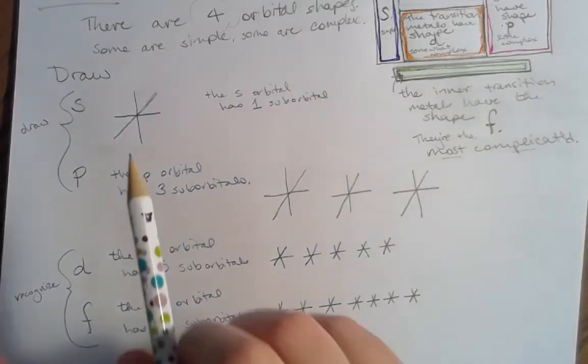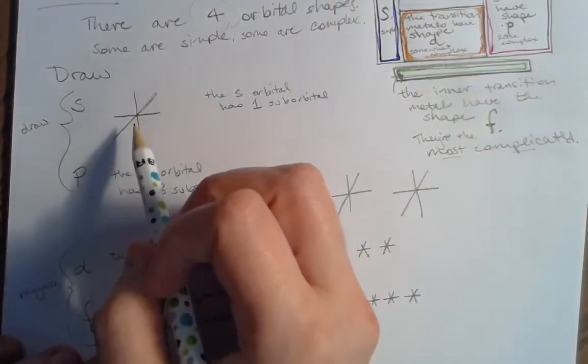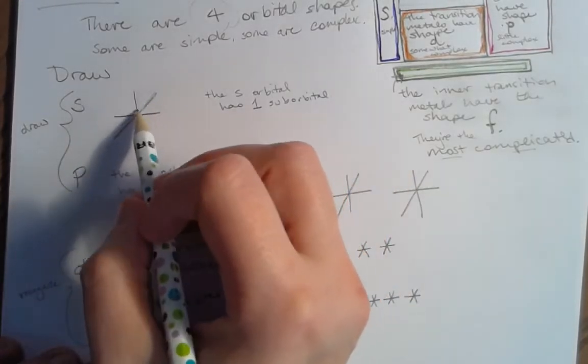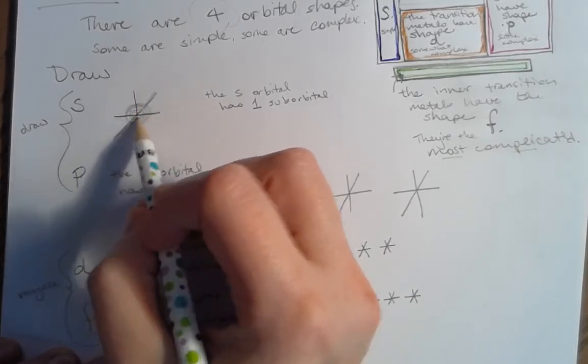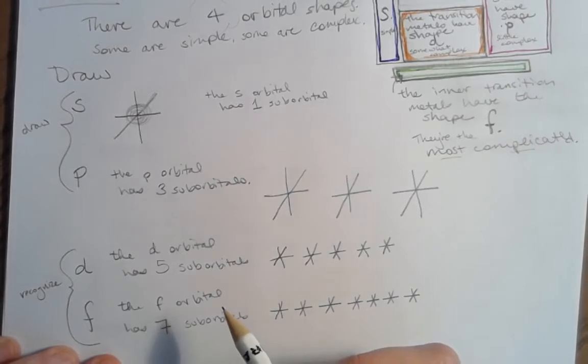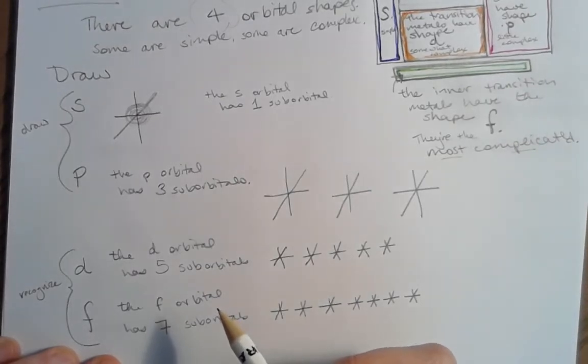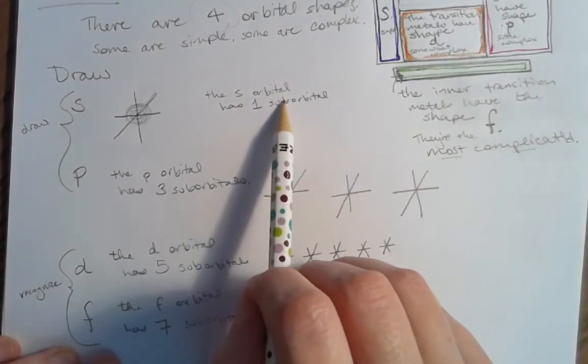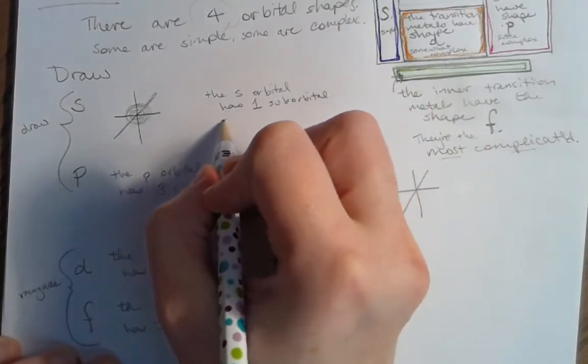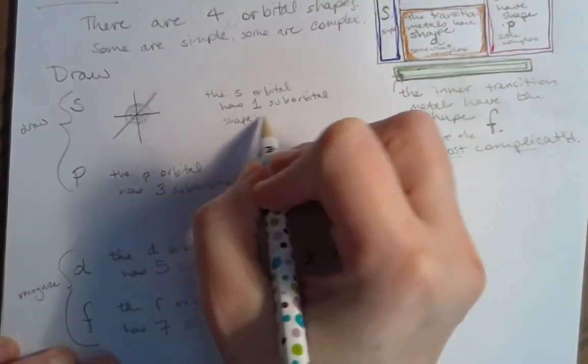Okay, but let's take us back to the simplest shape. You want to be able to draw this one. Get ready. You totally got this. Don't overthink it. That's it. The S orbital is the simplest. It only has one suborbital. It has the shape of a sphere.